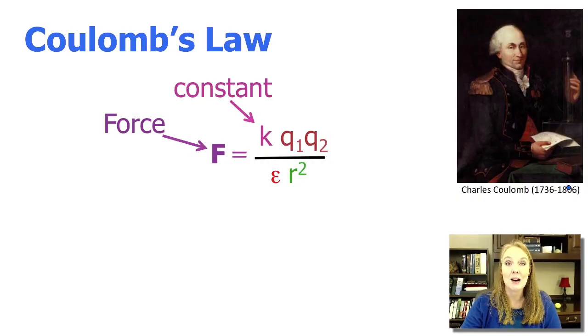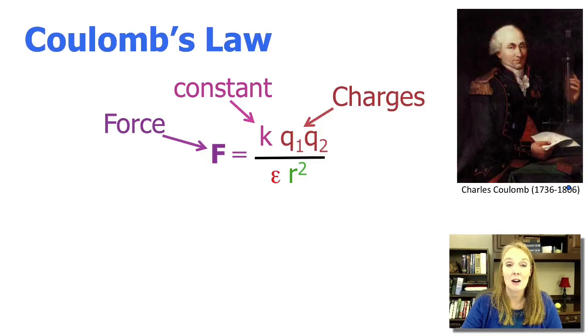K is a constant. It's a positive number that's always the same number. We don't actually need to worry very much about what that number is unless we're doing a calculation. Otherwise, all we need to know is that it's always the same number and it's always a positive number. Q1 and Q2 are the charges. So the charges here are multiplied together. Now the charge has both a magnitude and a sign. The sign can be positive or negative. So for example, the charge could be -1 or -2, or it could be +1 or +2. The charges are multiplied together in this equation. We say that's the product of the charges.